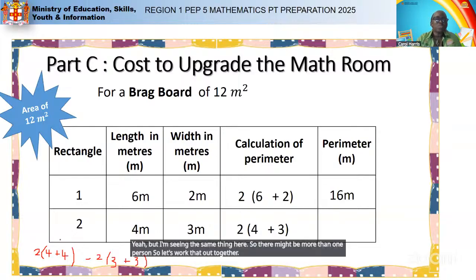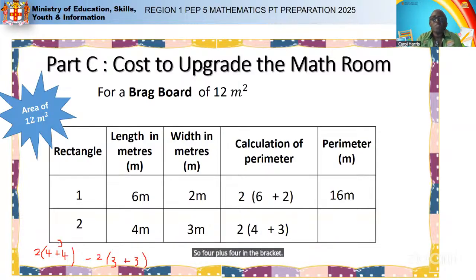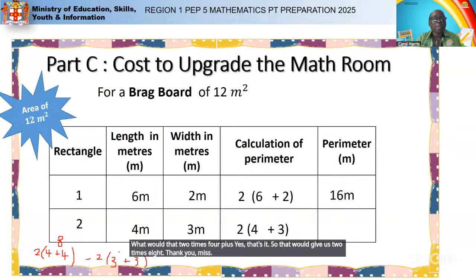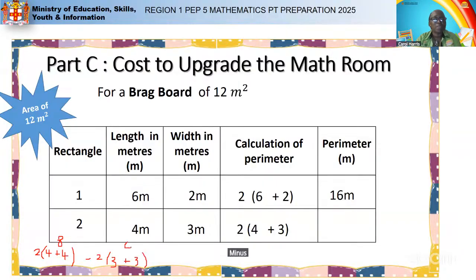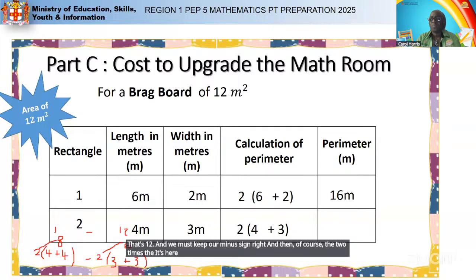What would 2 times the 4 plus 4 in the bracket be? Yes, that's it. So that part would give us 2 times 8. Minus 2 times 6, correct? Right. So I'm going to have 16. 2 times 6 here is 12. And for space, I'm just going to put it above. So that's 12. And we must keep our minus sign, right? And then, of course, the 2 times 8 here is 16. So this is what we have.